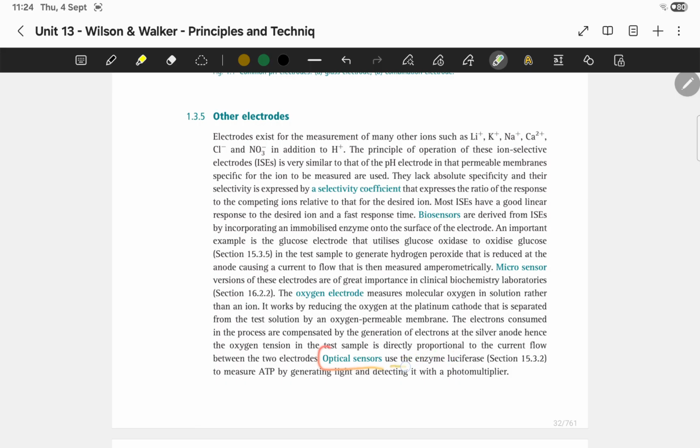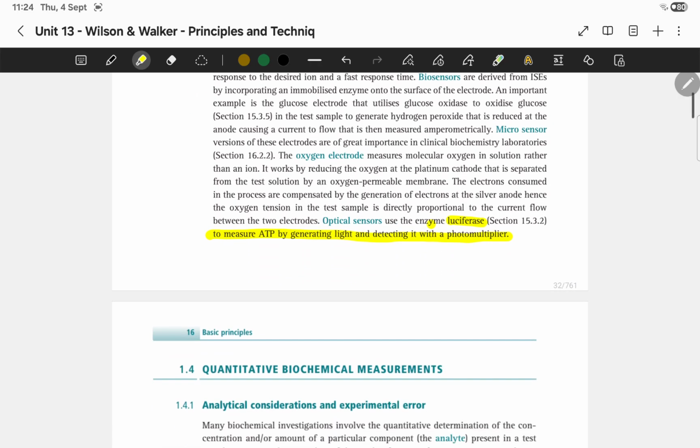Optical sensors use the enzyme luciferase. There is an enzyme called luciferase to measure ATP by generating light and detecting it with a photomultiplier.